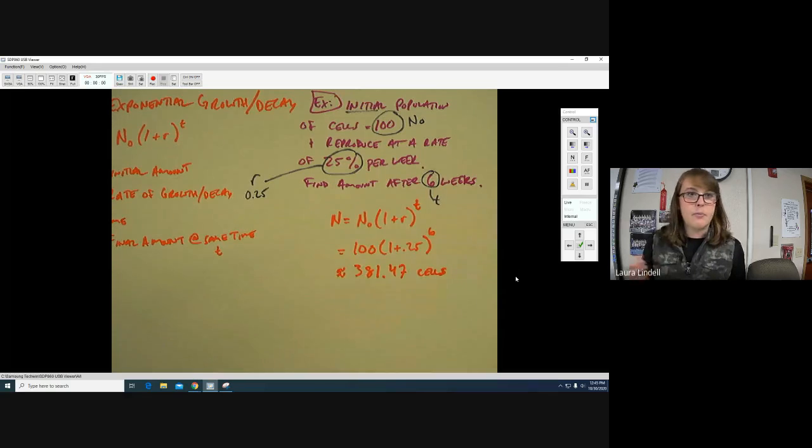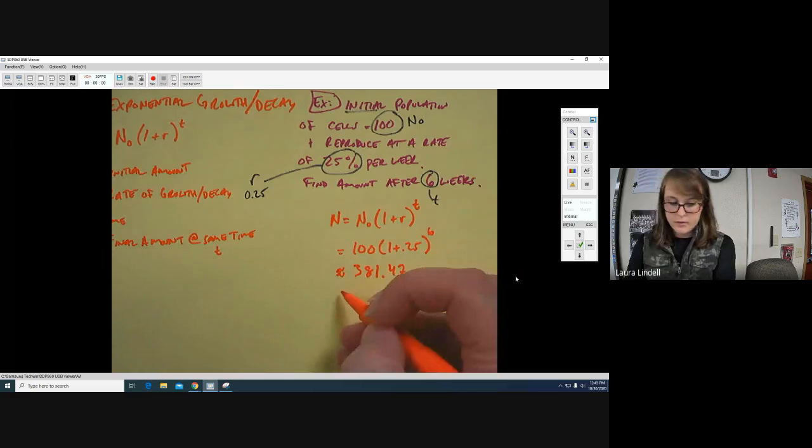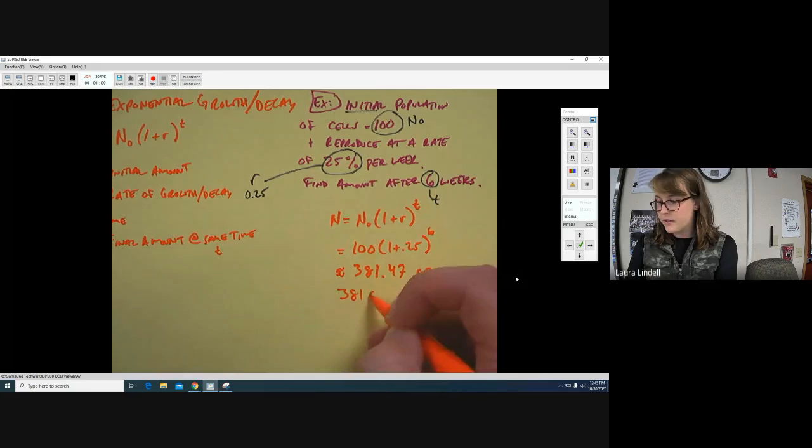But since you can't have a portion of a cell, oftentimes you'll be dealing with things here that come in discrete values like cells or bunny rabbits or polar bears or whatever. So you want to round to the nearest whole number. So in this case, we would say our answer is 381 cells.